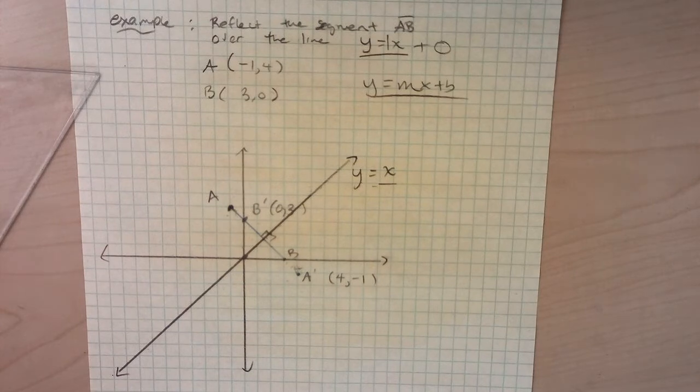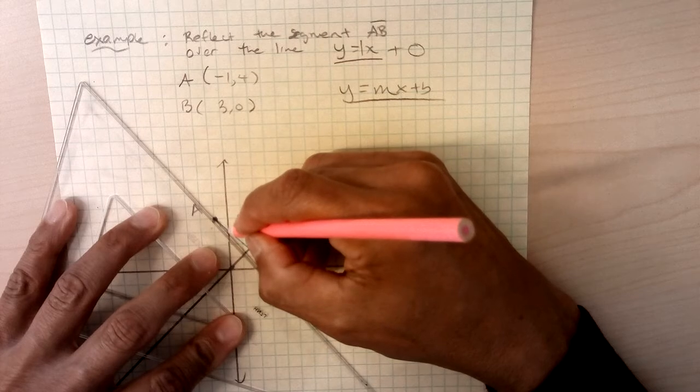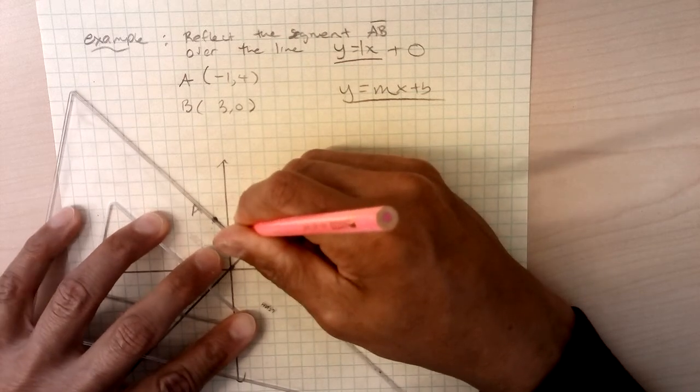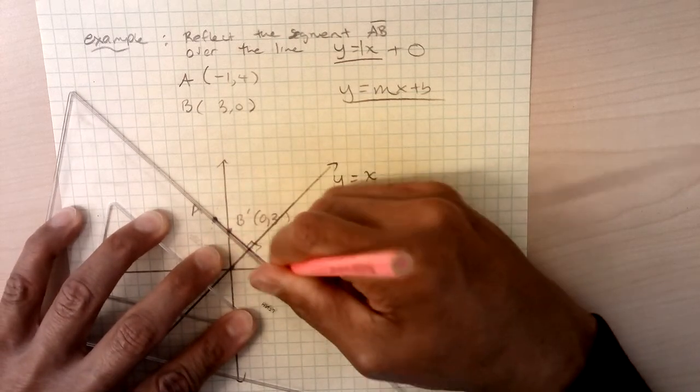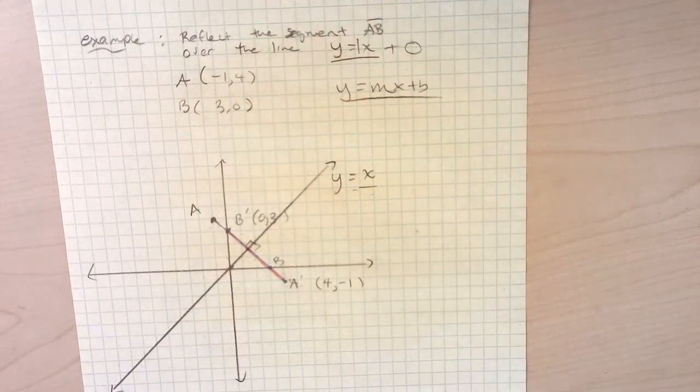And then if I do that in a different color, right here. So originally I started with the blue segments. That was AB, or that's the pre-image. And then this pink segment is A prime, B prime. Those two segments should be congruent because just like with translations, a reflection is what's called a rigid motion. Okay, it preserves length right here.